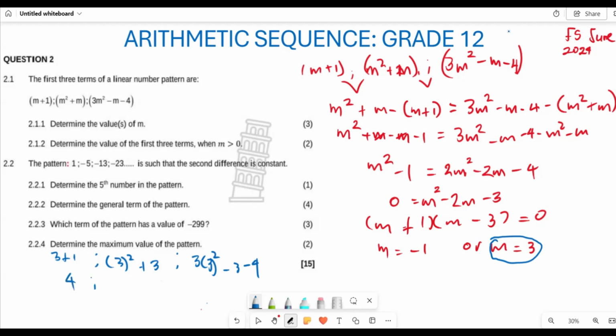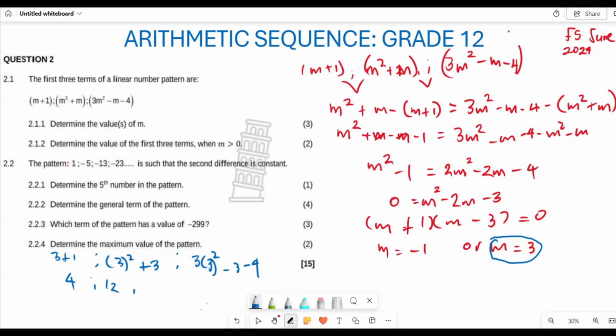And then from here, 3 squared is 9. Remember, this was 3 squared, then plus 3. 9 plus 3 gives you 12. And then here, this is 3 squared, it's 9. 9 multiplied by 3, I think that's 27. 27 subtract 3 is going to be your 18.